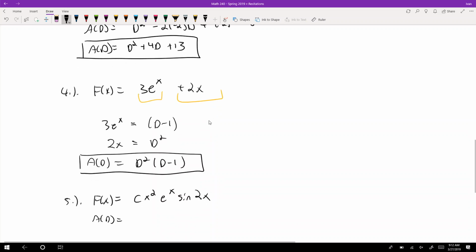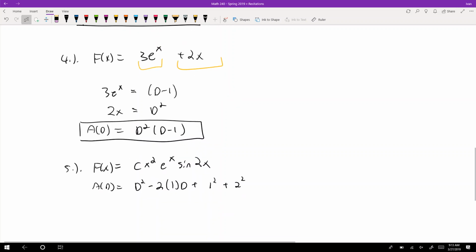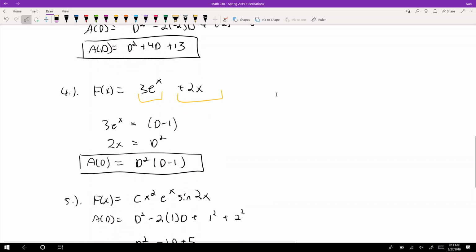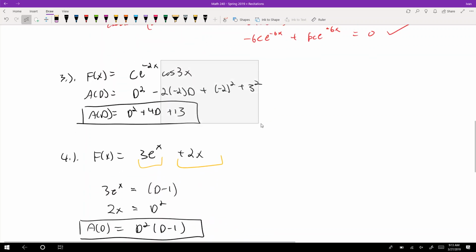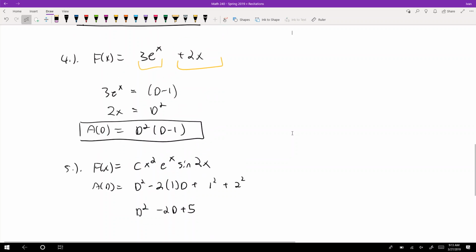A of d is equal to d squared minus 2 times 1 times d plus 1 squared plus 2 squared. Okay, so that's d squared minus 2d plus 5. Okay, so that's what I copied from up here. But what does this annihilator take care of? The idea is this annihilator really only gets rid of this part, the e to the x sine 2x part.